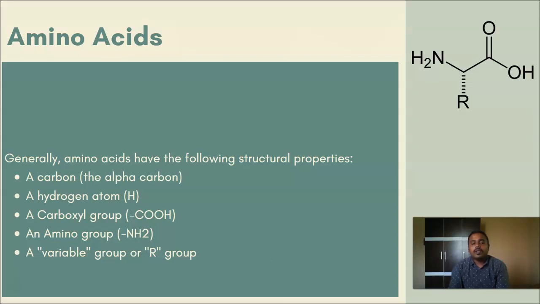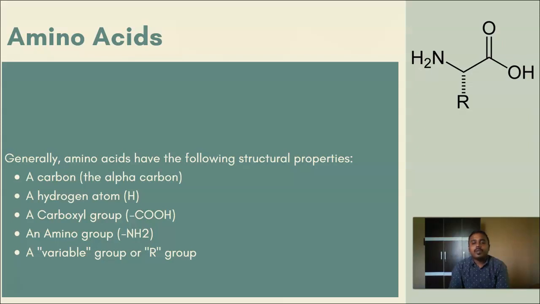The second one is a carboxyl group, which is an acid group. Basically, the name amino acid gets its acid from this carboxyl group. The third one is an amino group, that is the NH2 group. The name amino for this amino acid came because of the presence of this amino group.